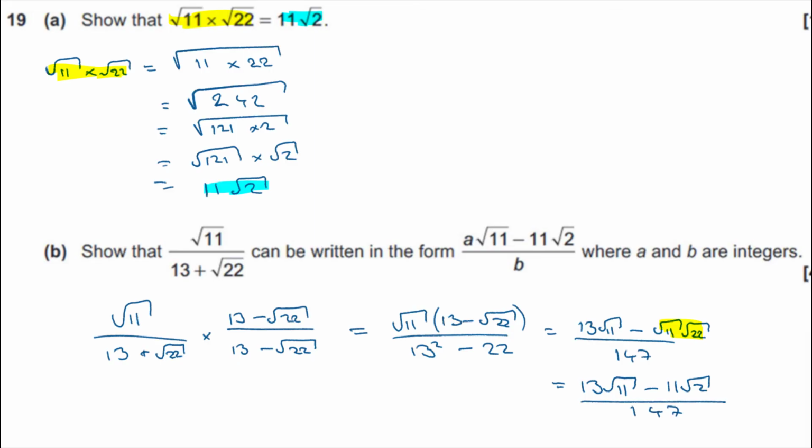Okay, and now 13 and 11 don't have any common factors, so I can't factorize any numbers out and cancel it with what's in the bottom. So I think that's it. My A is 13, my B is 147, and the rest is the same as what it is up there, isn't it? So I've kind of done it.